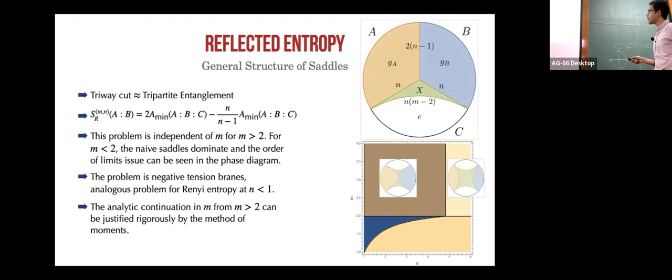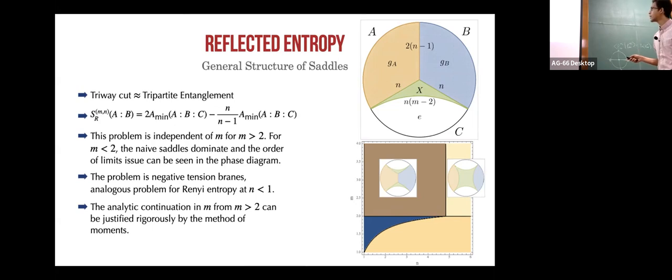But when you go below m equals 2, because of this negative tension, there's no reason for this X to exist anymore. Now this brane would try to hug the tri-way cut itself. Those regions vanish, and so below m equals 2, you're left with the naive saddles again. And we know that the naive saddles led to this order of limits issue. The way to see it is this blue domain is like the connected saddle, this other domain is like the disconnected saddle. And n equals 1 is right here at the cusp.